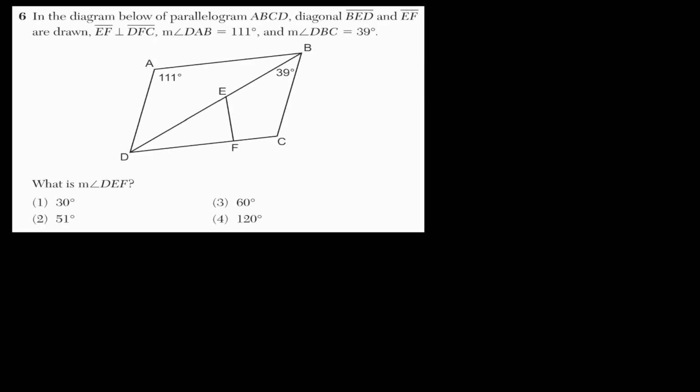In question number 6, we are being given a parallelogram ABCD, which notice is the exterior part of the figure given below. If it's a parallelogram, then opposite sides must be parallel to each other. Therefore, AB is parallel to DC, and AD is parallel to BC. But we're also given that EF is perpendicular to DFC. If EF is perpendicular to DFC, then their intersection is 90 degrees. We're also given that angle DAB is 111 degrees, and DBC is 39 degrees, which we have here.